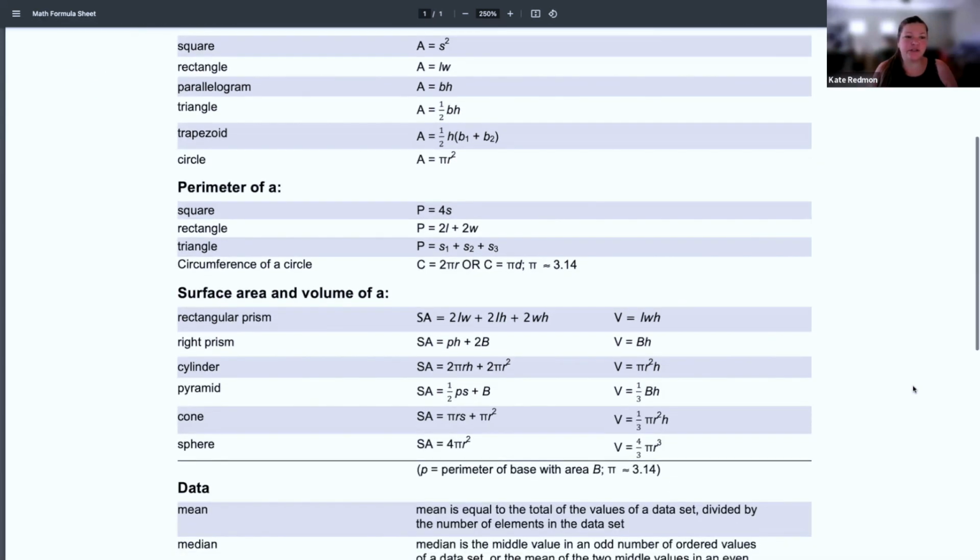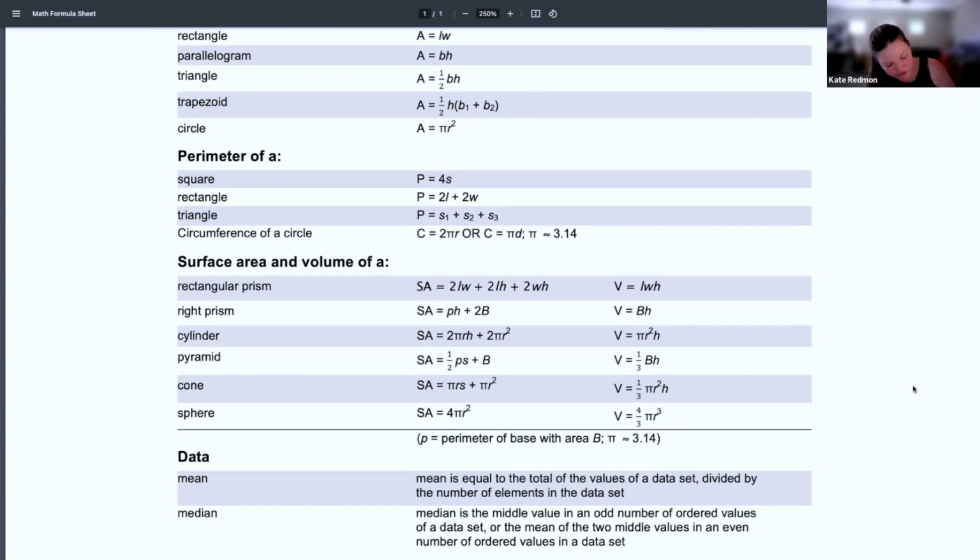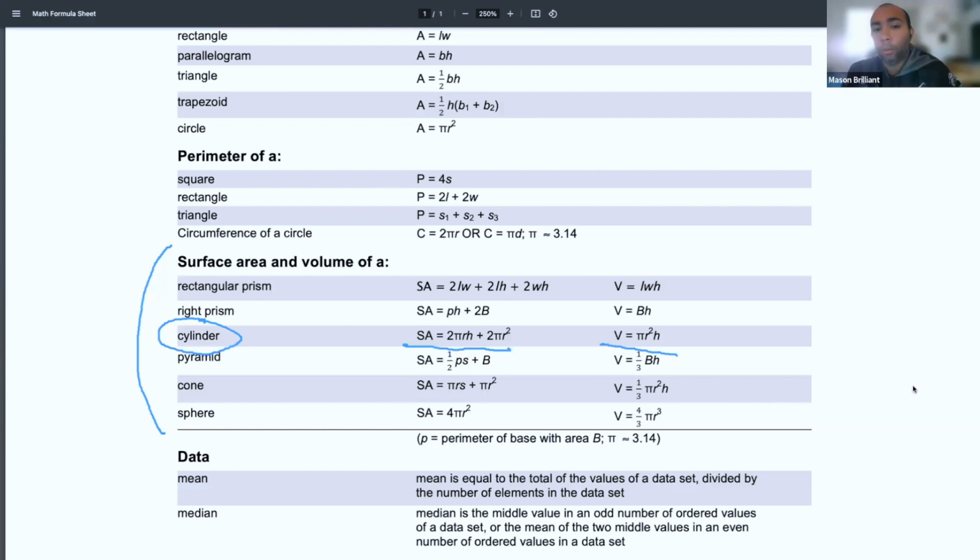So now let's scroll down to that third section. That's where we find the 3D solids. Now we're going to notice there's two formulas. Which one shall I use? Surface area. Beautiful, the SA. There's the ugly thing I need.